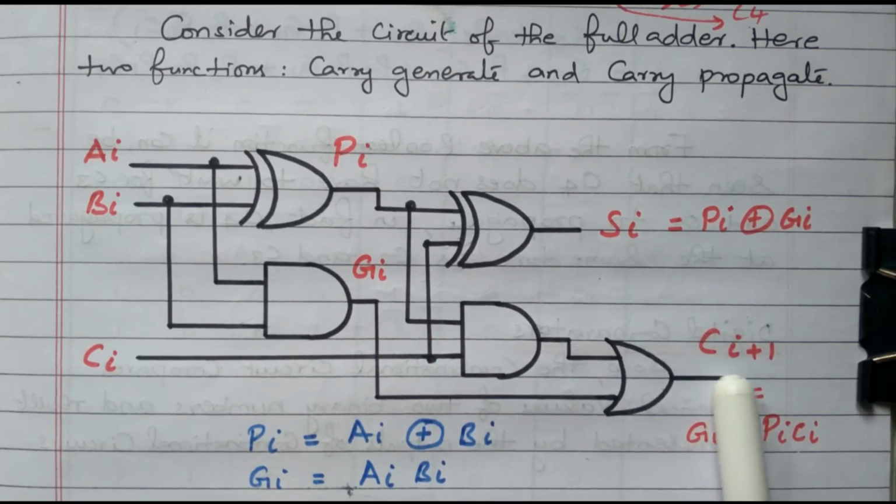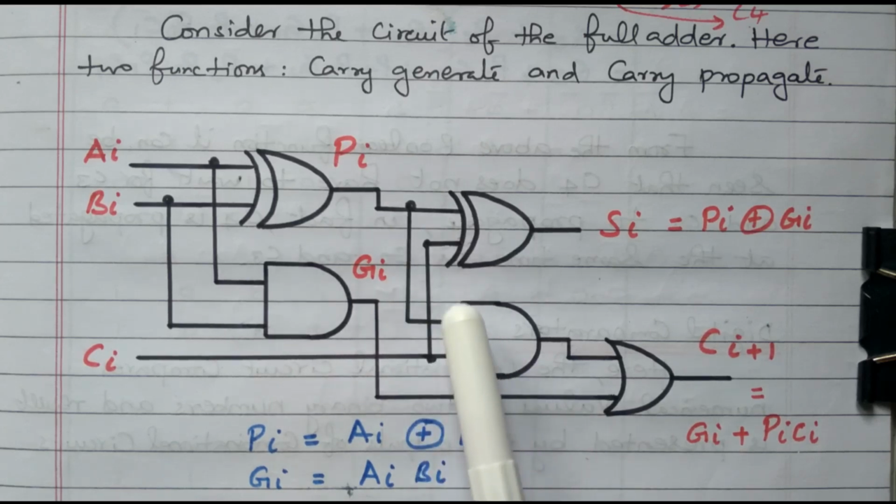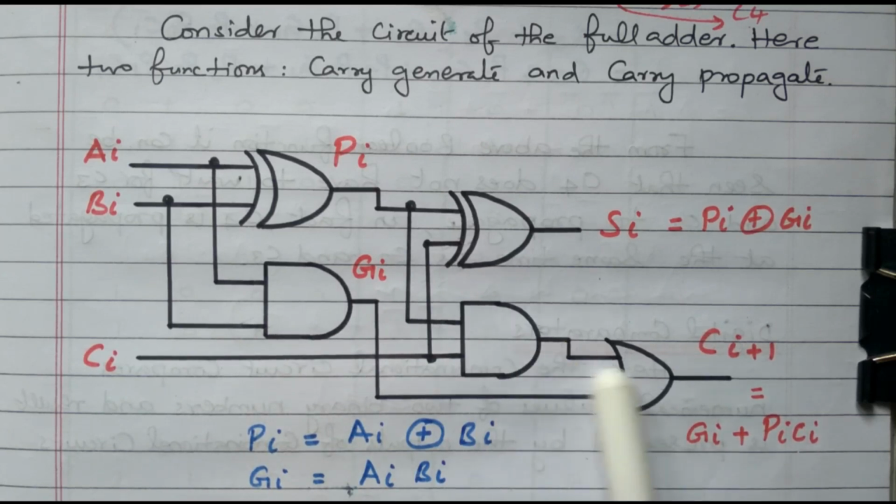Then the carry Ci plus 1. That carry Ci plus 1 means the next stage. If this is C0, then this will be C1. So Ci plus 1 is equal to Gi plus Pi Ci. Right? Gi plus Pi Ci. In order to add these two terms we have an OR gate. Gi is connected directly. The other term is Pi Ci, for which we need one more AND gate. Here Pi and Ci are connected, so the output of this AND gate is Pi Ci. Then it is given to the OR gate. So Pi Ci and Gi are added together, and that is the carry Ci plus 1.